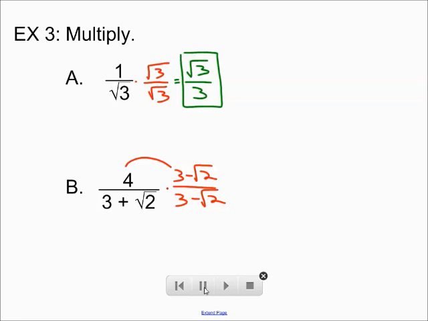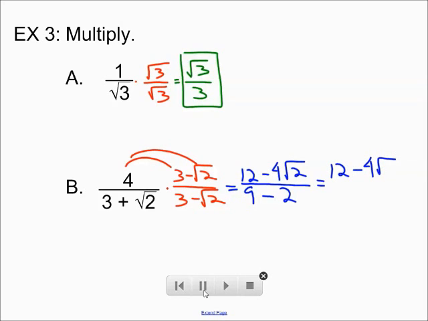On the top, we need to distribute. 4 times 3 is 12. And 4 times negative square root of 2 is negative 4 square root of 2. On the bottom, we've got an a squared minus b squared situation. So a squared, 3 squared, is 9. And b squared, square root of 2 squared, is 2. A squared minus b squared. So we just simplify on the bottom. And we're done.